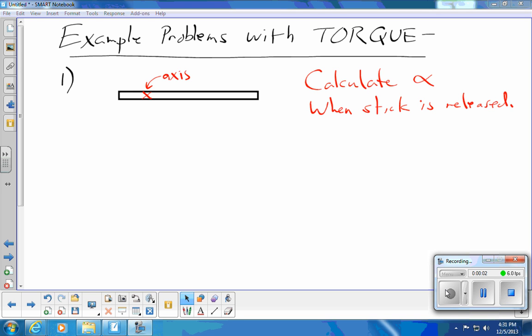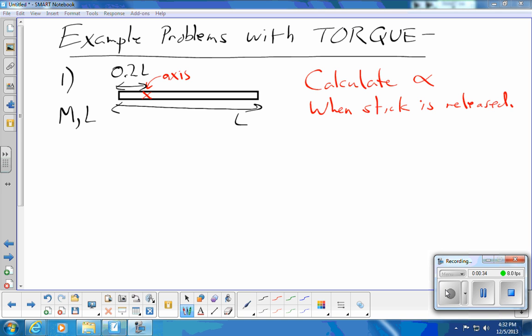Okie doke, let's do some example problems with Newton's second law using torque. Here's one which refers to the pendulum type device that we built in class today. So we have a stick of mass m, and we're going to say length L for right now, from one end to the other, is L, even though this is a meter stick. And an axis which is not at one end or at the center, and we'll stay with what we had today, and that was that the axis is located at 0.2L from one end.